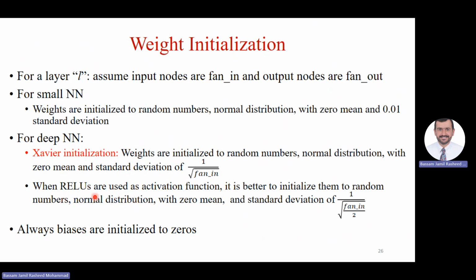When ReLUs are used as activation functions, it's better to initialize the weights to random numbers from a normal distribution with zero mean and standard deviation 1 over the square root of fan-in over 2. The ReLUs have this nature of wiping out half of the spectrum, because if your input is negative, it will make them zero. So there's a better standard deviation for them. Biases are always zeros. When you multiply the inputs with the weights, at the end you add a bias before the activation function. All these biases always start with zeros, and then let the machine learn their optimum value.